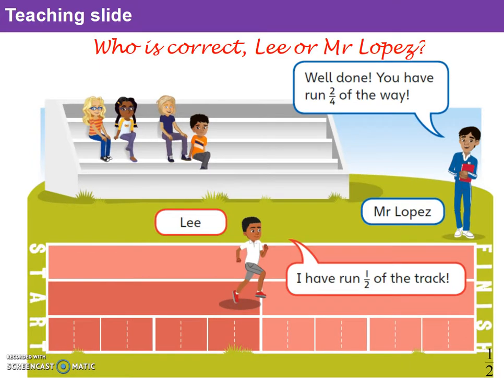So let's have a look at question 1A. And we were being asked here, who is correct, Lee or Mr. Lopez? Now, Lee has told me that he's run 1/2 of the track, and Mr. Lopez is saying, well done, you've run 2/4 of the track. So what I'm looking at here is, is Lee correct that he's run 1/2, or is Mr. Lopez correct that he's run 2/4?